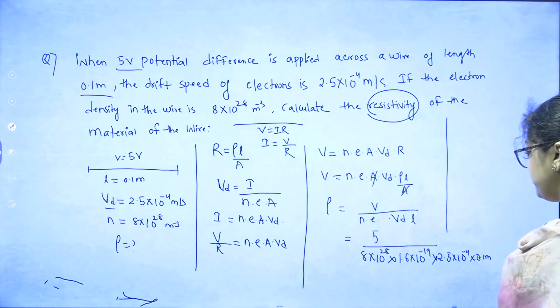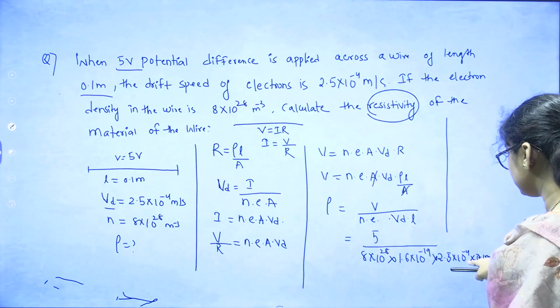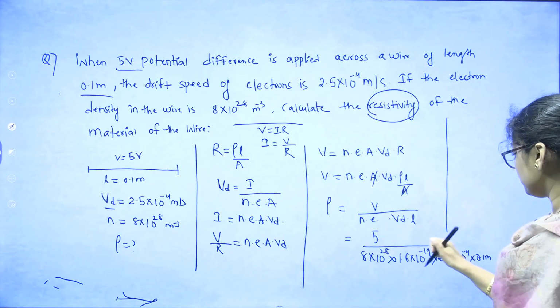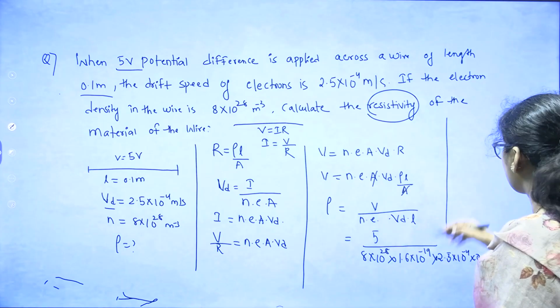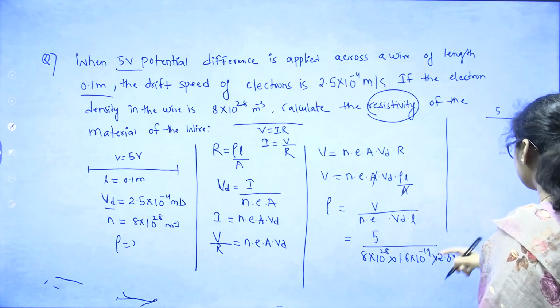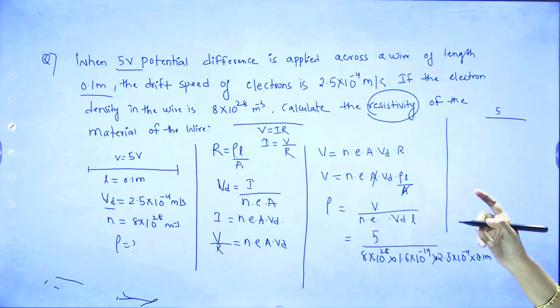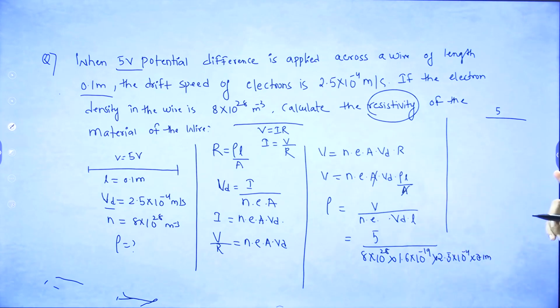Clear? 28 minus 4 and this is 0.1. It will go to the numerator 10. So I'll get 5 by 1.6 into 8. So we'll do it by the calculator and we'll check the answer.